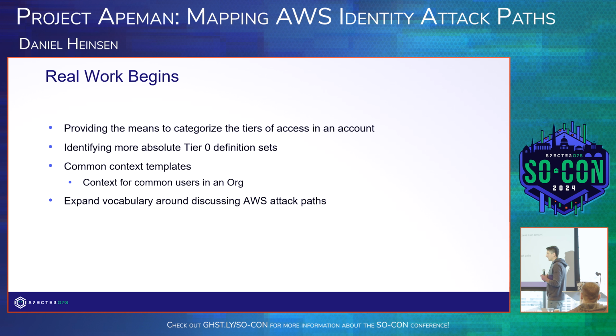So at this point, once we get all this working, I plan on releasing Apeman, putting it on GitHub, open sourcing it within the next few months. I want it out before August. But at that point, I feel like the real work begins. So we have this tool to map all this stuff out, and then we have really cool research, right?